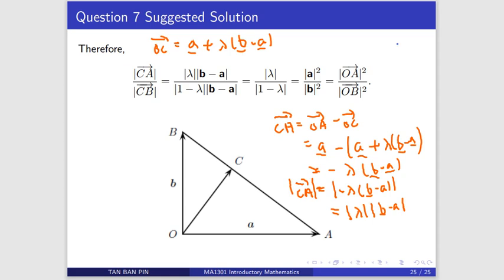On the diagram, you know that vector AC plus vector CB is vector AB. Yeah? Right. So you take AC then plus CB is just AB, right? So with that, you can say vector CA you have found is minus lambda (B minus A). So it means AC will be lambda (B minus A), yeah?